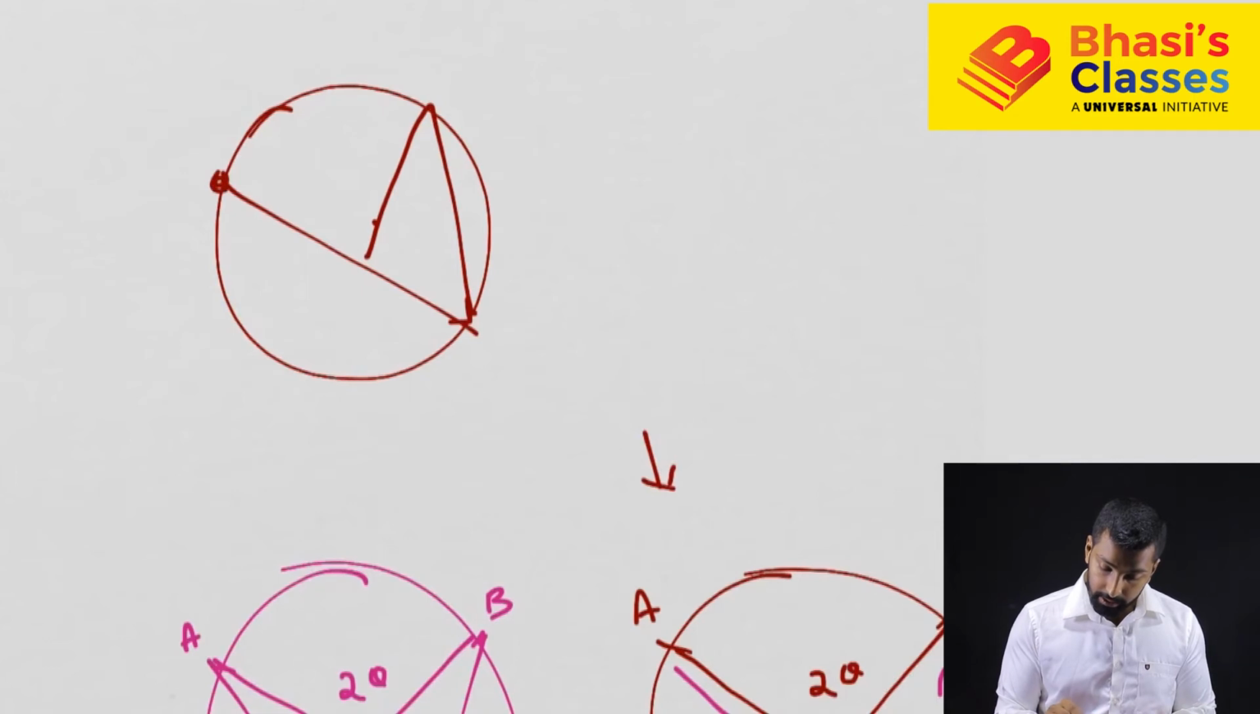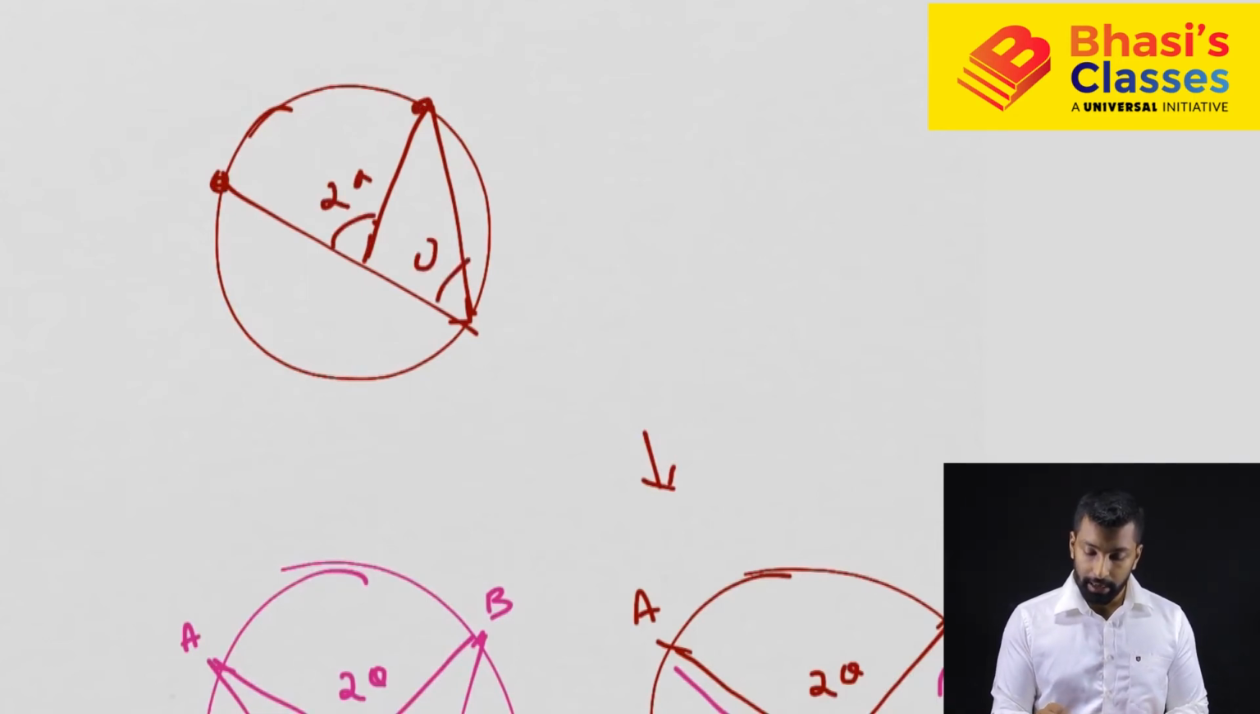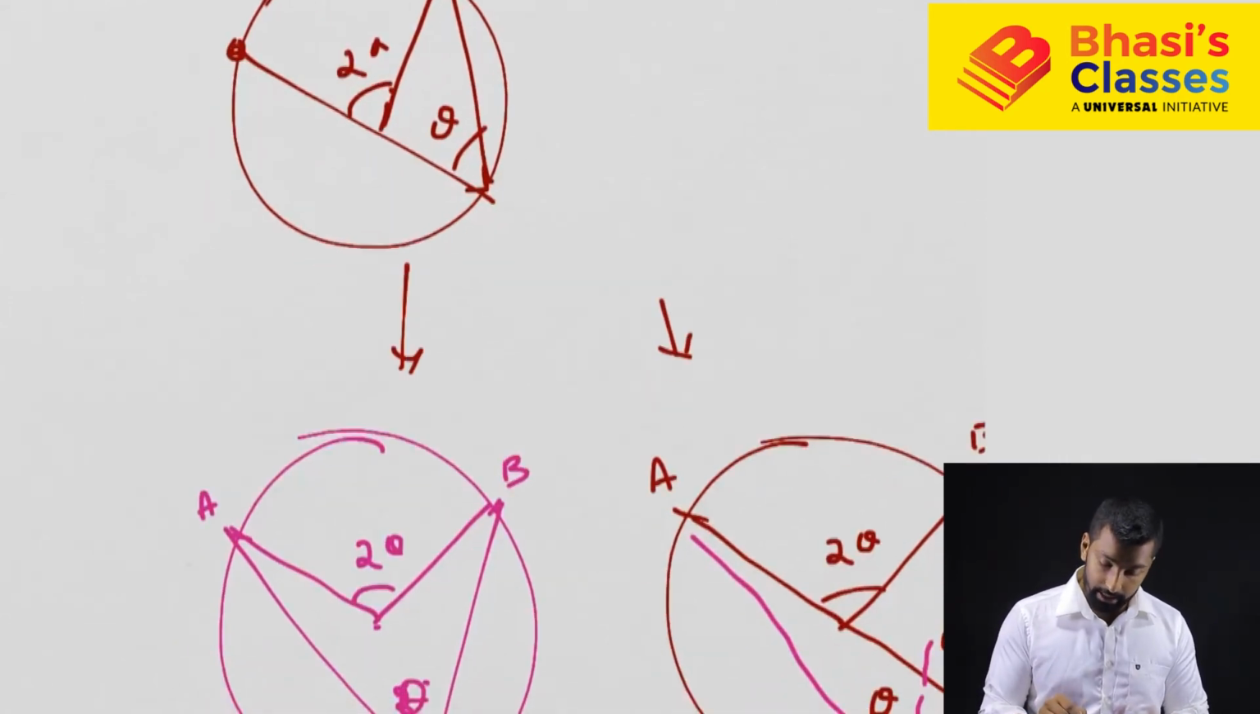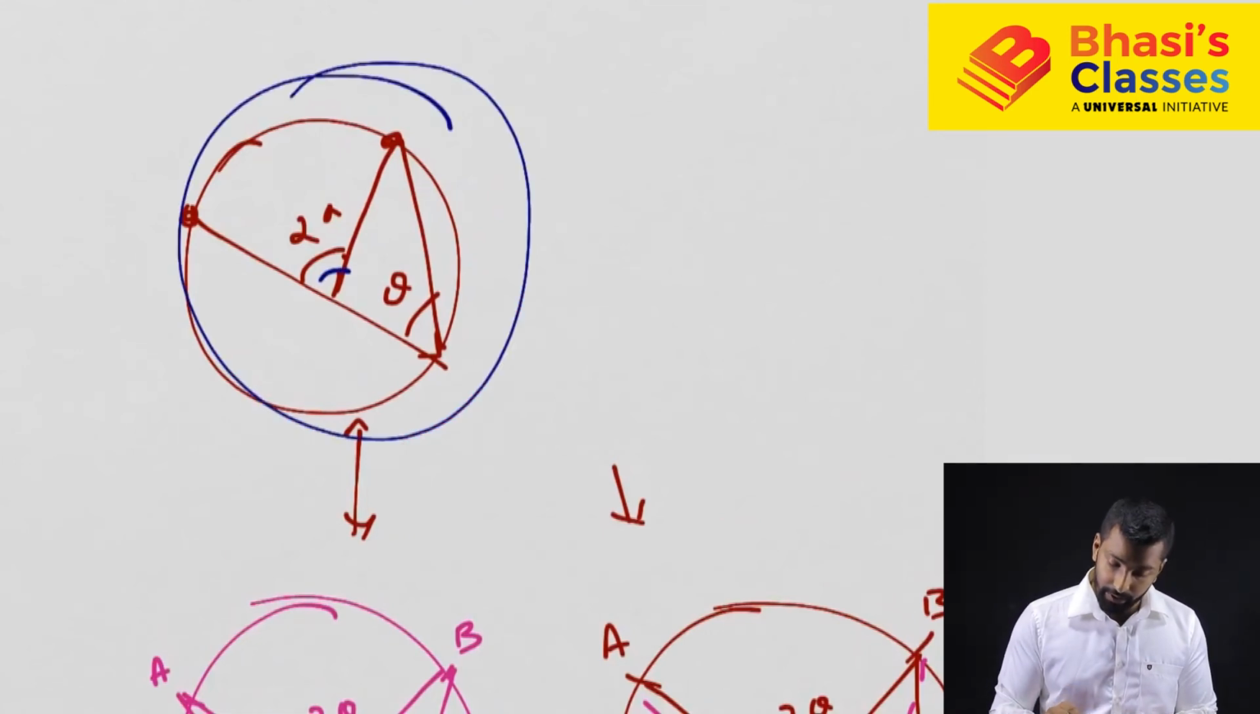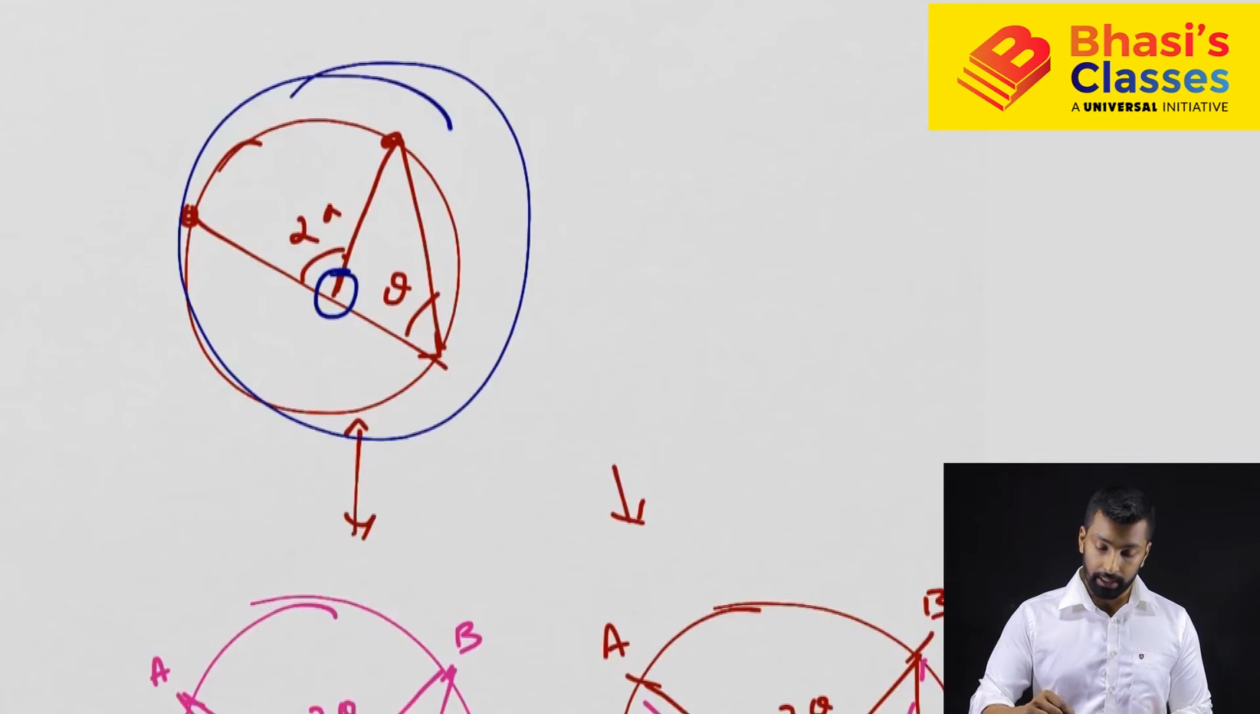If you see it otherwise, both are coming from the same arc and this is the center. If this is theta, you may think twice before you mark this as theta, but actually both are one and the same. So what is this? This is actually 3 points on the circle and one at the center. So theta and 2 theta. Now why is this theta and 2 theta?